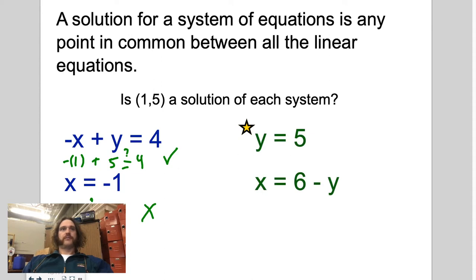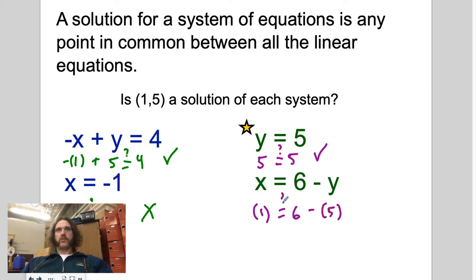Let's check over here. Okay, y equals 5. My point has the y value 5. So that is on this line. It's that horizontal line at 5, so yes it is. And then this one down here, plug in 1 for x, plug in 6 for y. We're asking the question, is 1 equal to 6 minus 5? And the answer is yes. So this point is a solution to our system of equations.